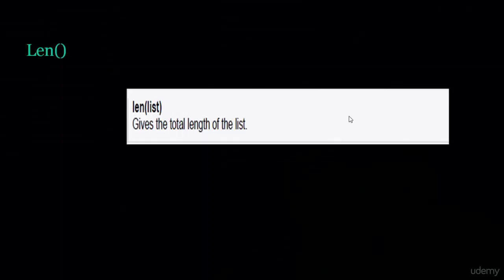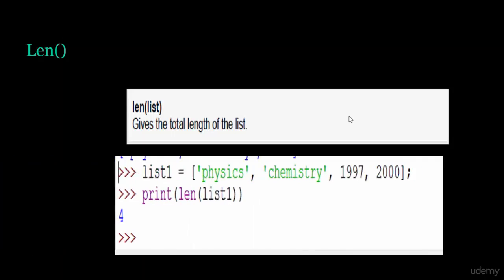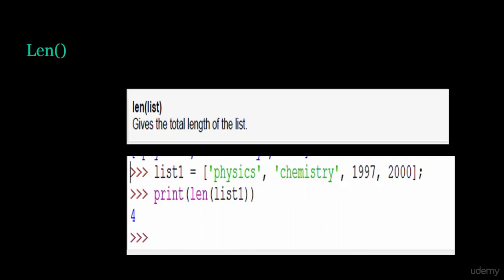first the len method. The len method gives the total length of a list. Remember, len takes the name of our list. Let's see this example here. I create a list with physics, chemistry, and so on, those values. Then I type len of list1, it gives us 4 because these are 4 values: 1, 2, 3, 4.